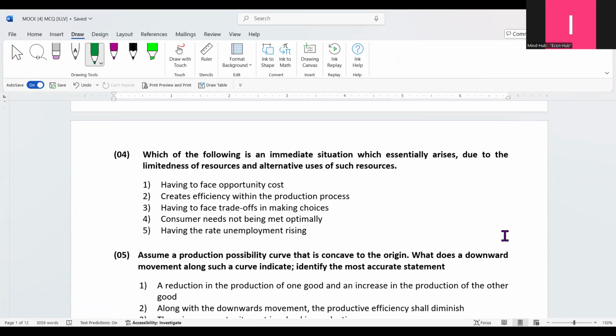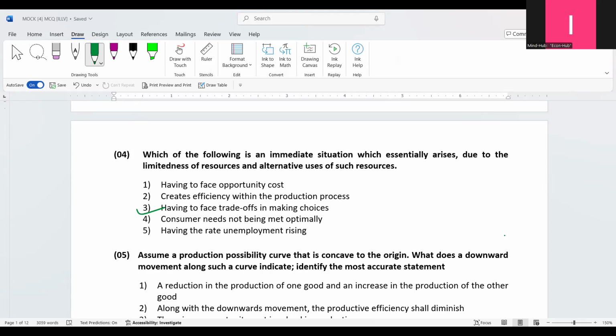Question number 4. Which of the following is an immediate situation which essentially arises due to the limitedness of resources and alternative uses of such resources? What I'm looking for here is the need to make a choice or face a trade-off. Opportunity cost is a result of making such choice. So immediately what happens is when you have scarce resources with alternative uses, what we saw in the first question also, is that choice becomes unavoidable, right? So answer number 3 would be the most appropriate answer there.